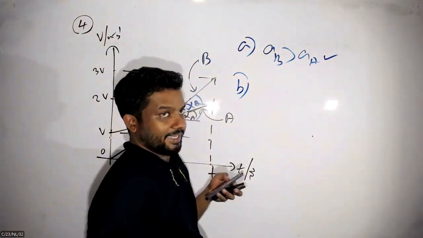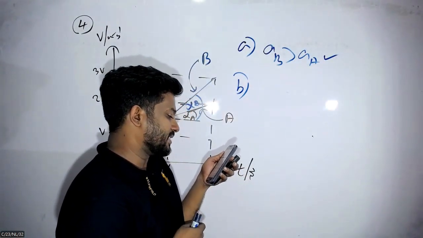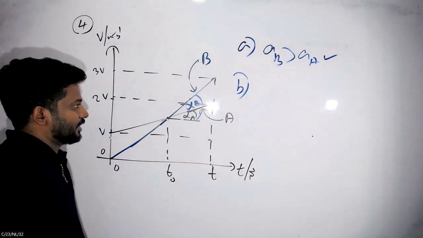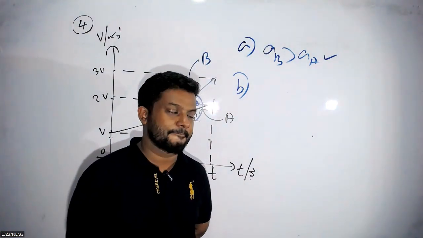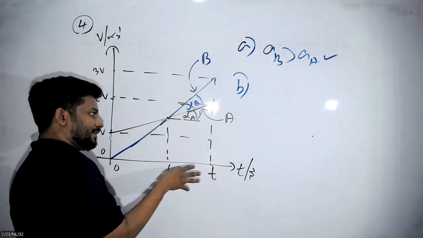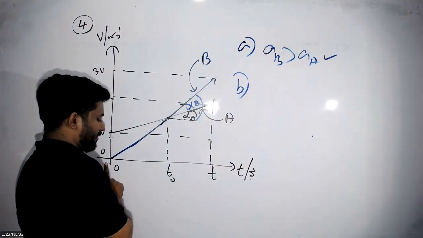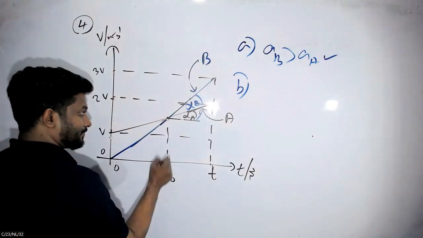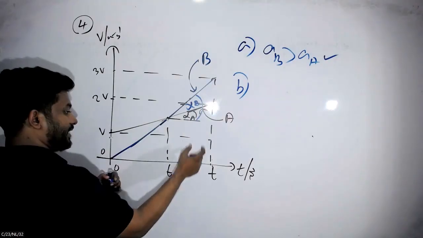Then you can consider the second statement. Read the second statement. The average velocity of both objects A and B is the same. To identify the average velocity of both objects, do you remember the definition of average velocity? The definition of average velocity is total displacement divided by total time taken. Here, for the same time interval, you can consider the interval from t equals 0 to t equals t. Then you need to identify the total displacement acquired by the particle during this time interval.